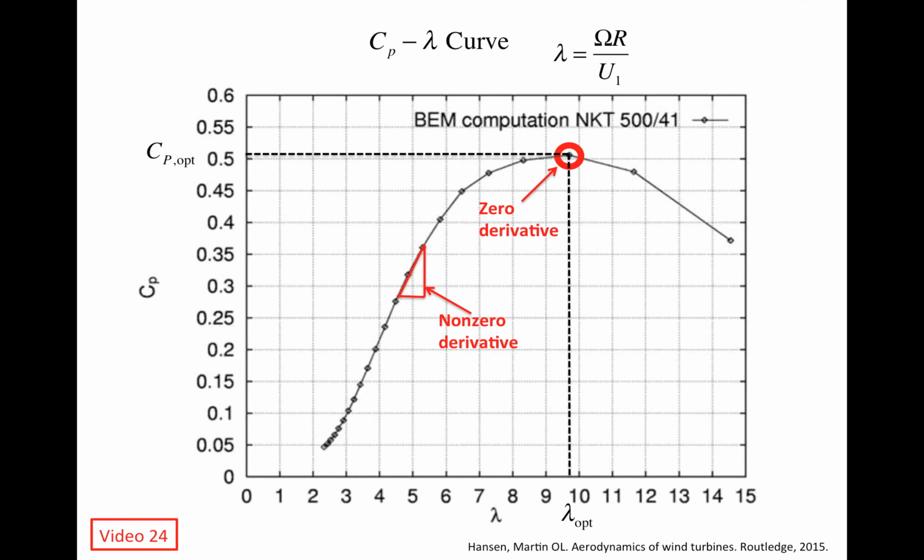So if the CP-lambda curve is not available, how do we pitch the blades, right? There is another approach that is based on the shape of a typical CP-lambda curve. Usually the CP-lambda curve has only one peak. It has only one peak. And the curve is usually smooth around this single peak. So at the peak, the derivative of the power coefficient with respect to the tip speed ratio is zero.